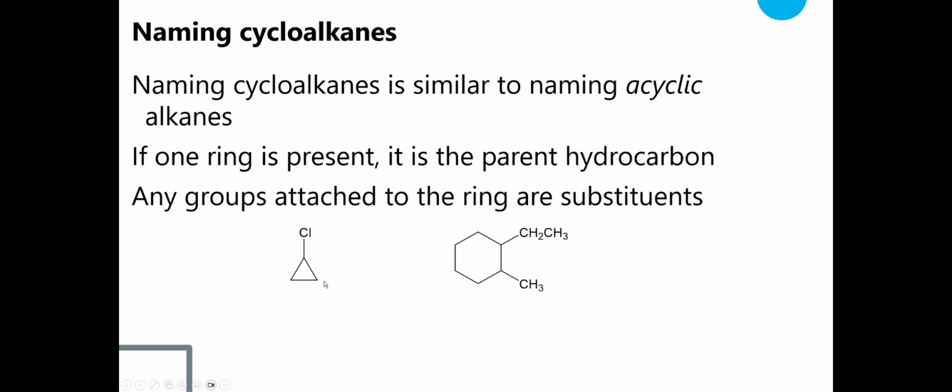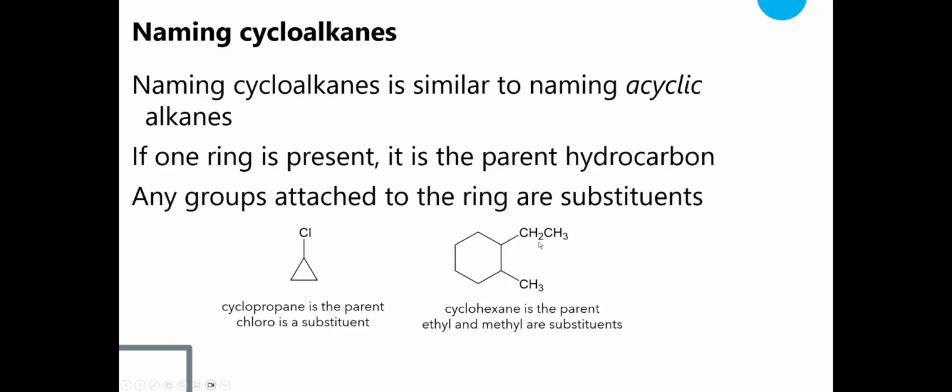Here I have a cyclopropane ring. The cyclopropane ring is considered the parent hydrocarbon, and the chlorine atom which is attached is the substituent. Over here we have a cyclohexane ring. It is the parent, and the ethyl and methyl groups are substituents.